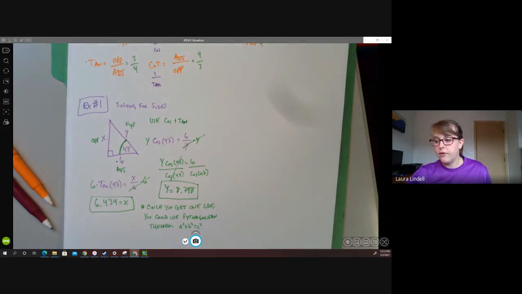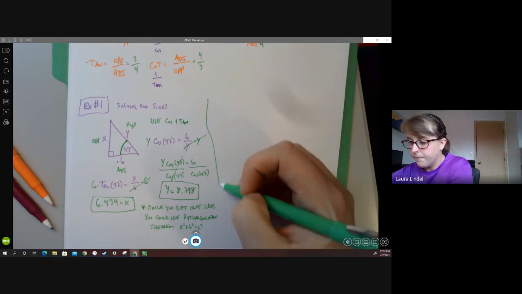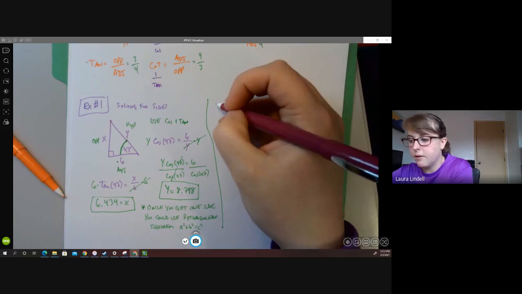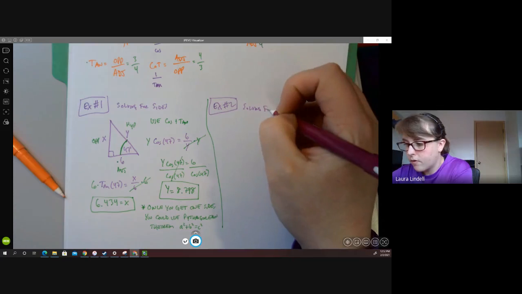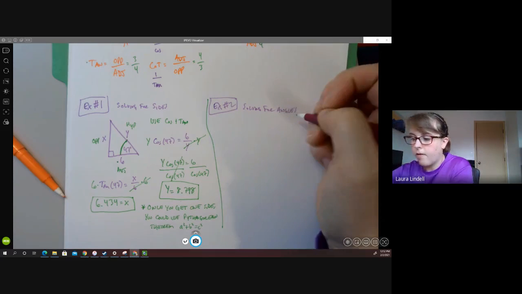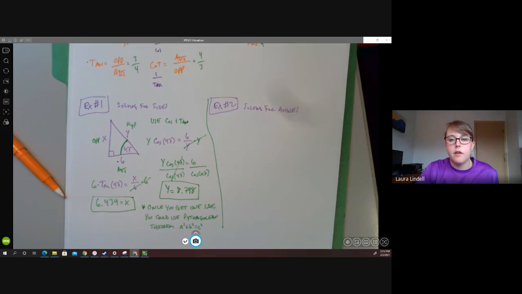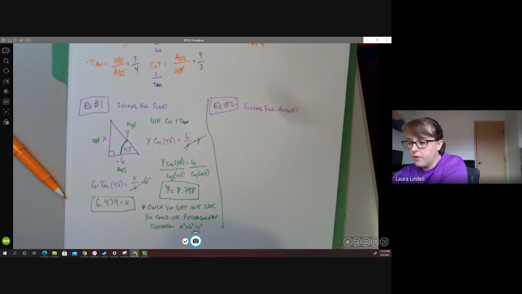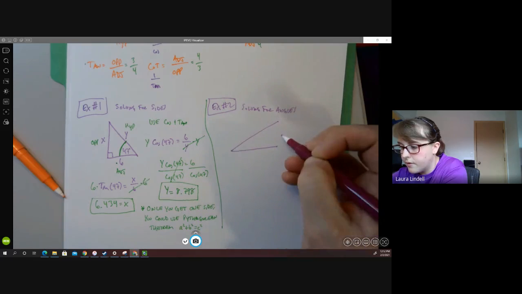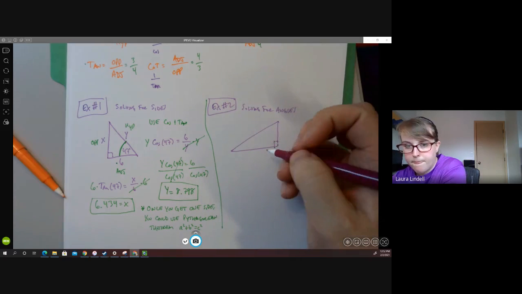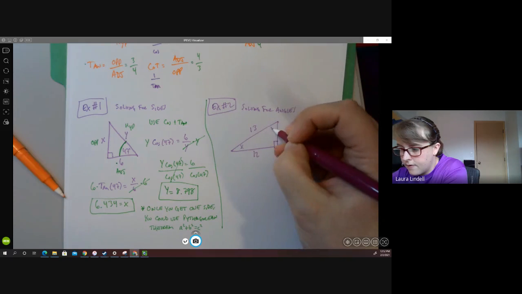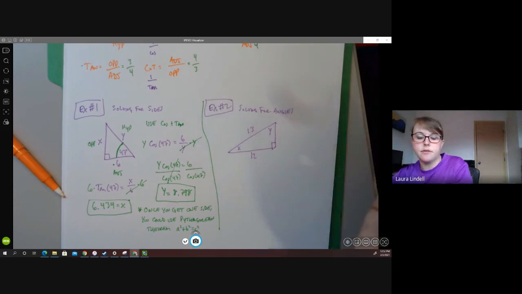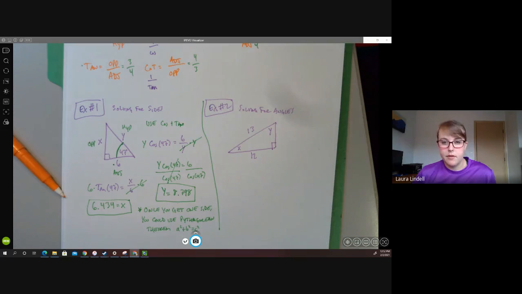So from there, we've solved for sides. Now we're going to do one where we solve for angles instead. So, second example: solving for angles. All right, so for this one, we're going to be given this triangle instead. And we're missing 2 angles. And we have 2 sides. All right, so to do this, you do need at least 2 of the sides.